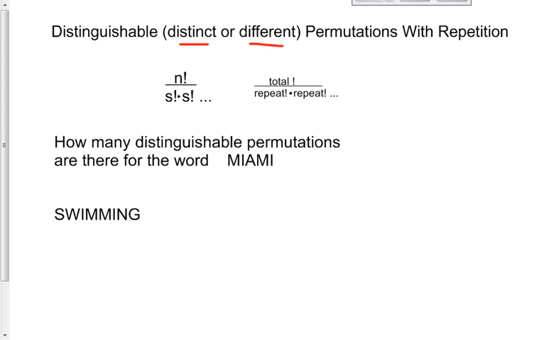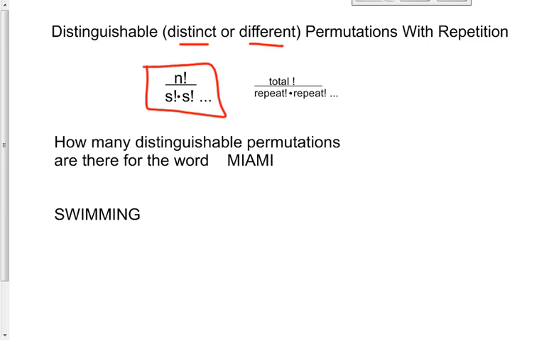So, formula for this one. Write this one in your notebook as well. Put this one on your cheat sheet. N factorial divided by S factorial, dot, dot, dot. The S stands for any letter that happens to repeat in the word that you're looking at, and you're going to keep multiplying by as many letters as you've got that actually repeat.